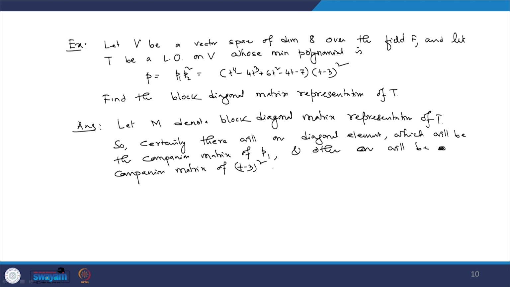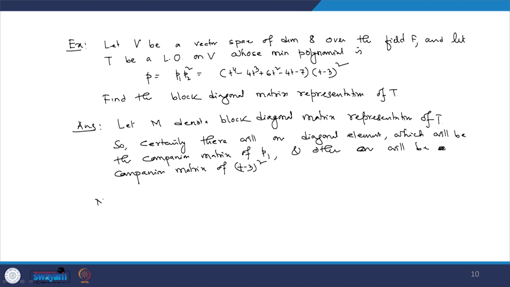because the dimension is 8 and p1 has degree 4. So, if I consider the companion matrix of t minus 3 whole square, then if I consider 2, then 2 plus 2 is equal to 4, plus 4. So, this is one possibility. The other one will at least be t minus 3 whole square. So, the possible block diagonal matrix will be like this.